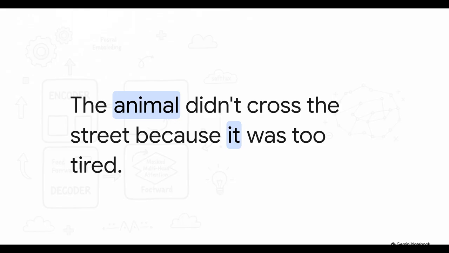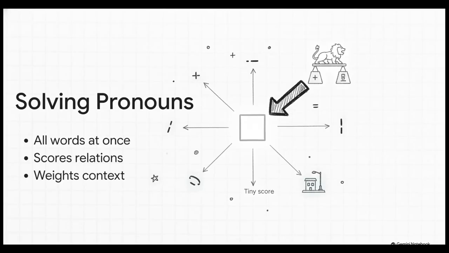But for a machine, this is a massive, highly complicated puzzle. How does a computer algorithm, which literally only understands pure math, figure out what "it" is referring to? This is the exact problem that earlier AI really struggled with, and it's exactly what the transformer finally solves. So how exactly does it solve this pronoun puzzle? Transformers use a clever mechanism called self-attention.